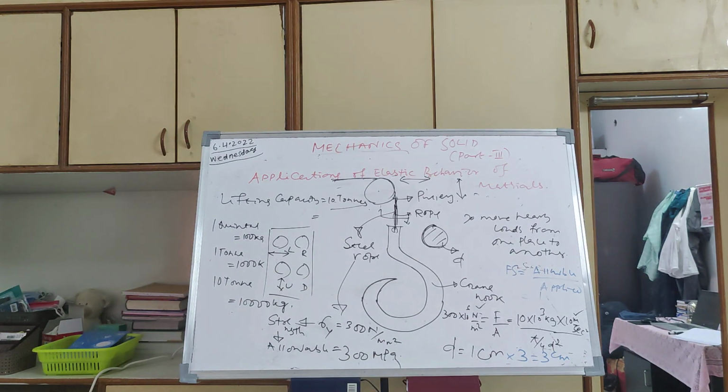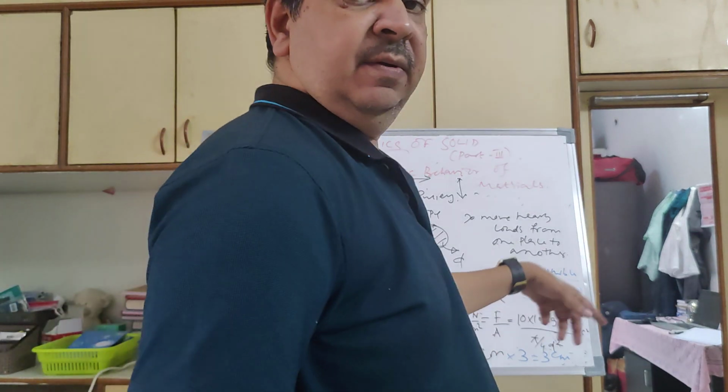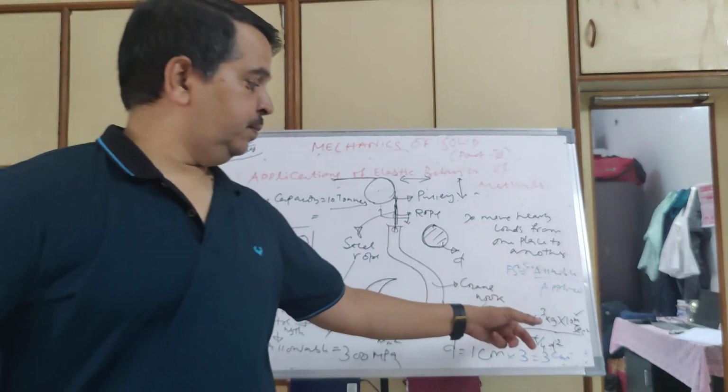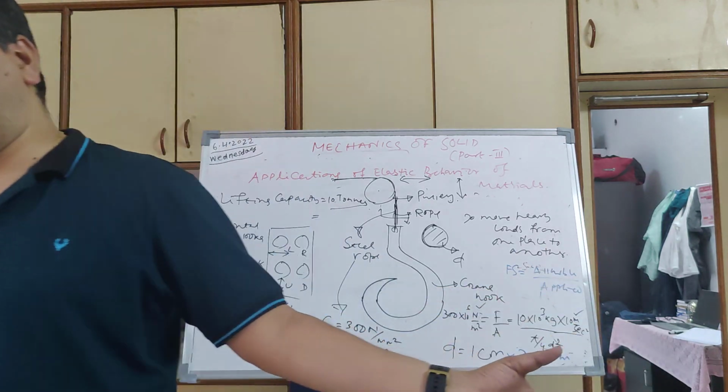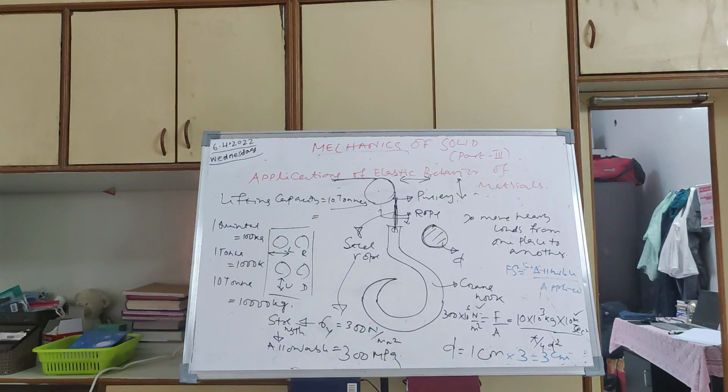Yes. It may not be 100. Instead, the amount of area will be more. So instead of 1 square, if the diameter is 3 square, it will become 9. So my stress will be reduced 9 times. That's why we introduce some factor of safety in any design.